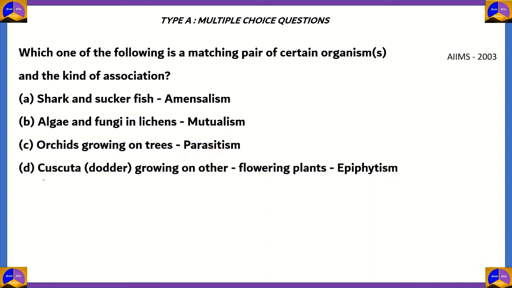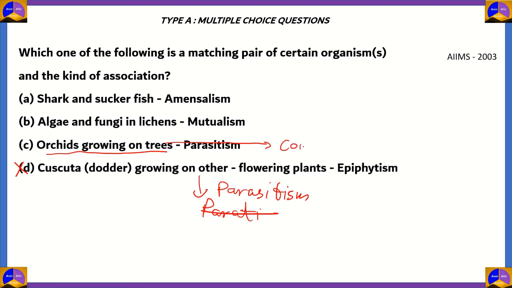So in option D, Cuscuta or dodder is growing on other flowering plants. This is an example for the interaction known as parasitism. So therefore, option D is incorrect. Now what about option C? Orchids growing on trees. When orchids grow on trees, the orchid gets more sunlight while the tree is not harmed. So therefore, this interaction is actually an example for commensalism. So therefore, option C is incorrect.